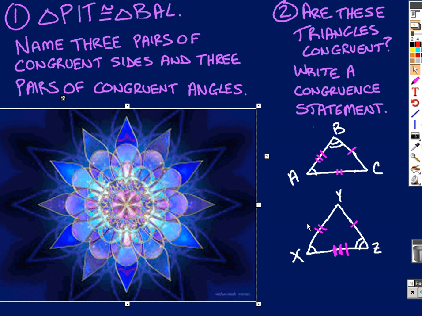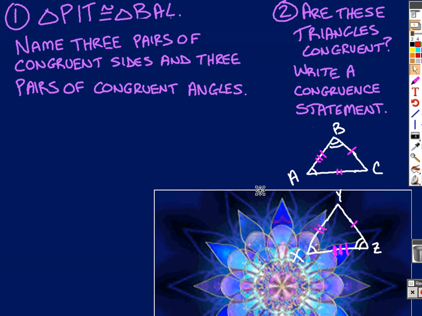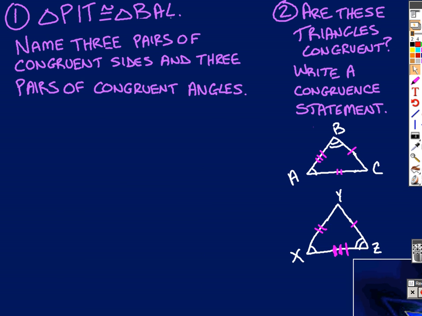Alright, so today all we did was look at a bunch of examples dealing with congruent figures and what we can figure out from them. What we want to look at first here is we're given that triangle PIT is congruent to triangle BAL. So we want to name three pairs of sides and three pairs of angles we can come up with from them.